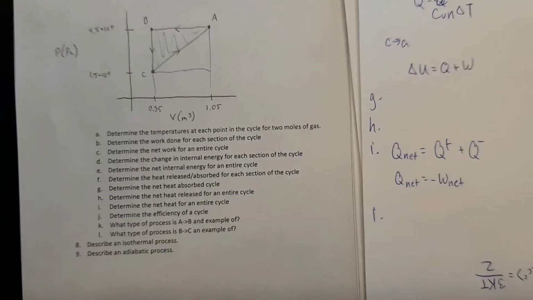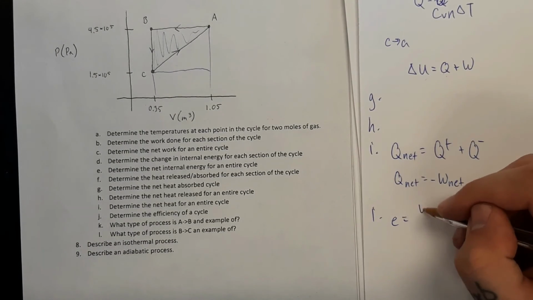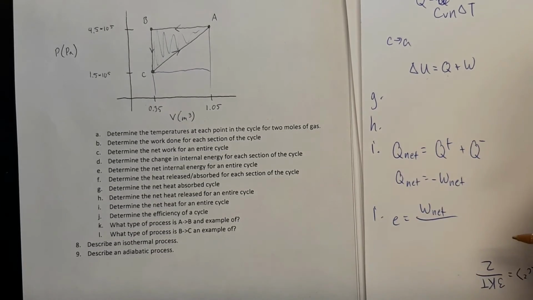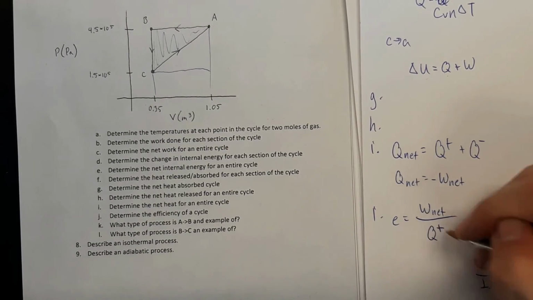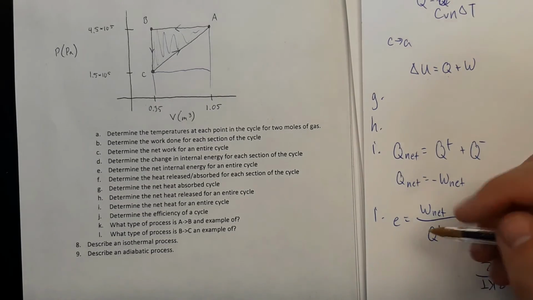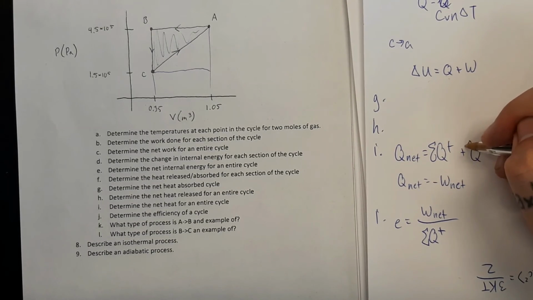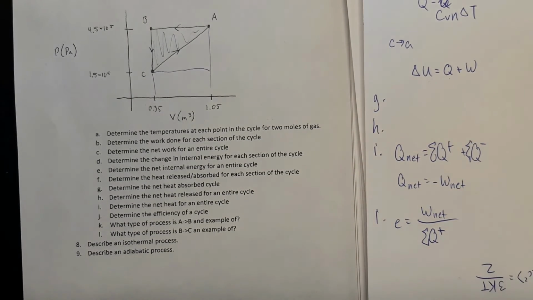J, the efficiency of a cycle. Efficiency is your output over your input. Your output is the work that you've done, your net work. Your input is the amount of heat that was added to the gas. So just take whatever you found for the sum of all your positive heats, whatever you had for G, and divide that into your net work, and you're good to go.